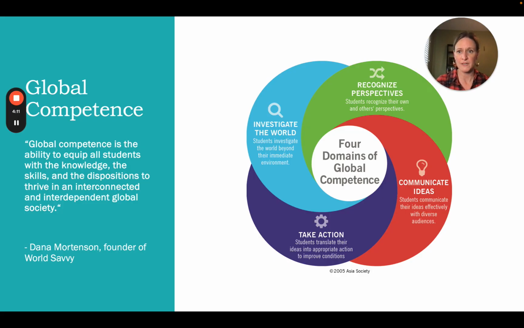So what is global competence? Dana Mortensen, the founder of World Savvy, has a definition that I really like. She said, global competence is the ability to equip all students with the knowledge, the skills, and the dispositions to thrive in an interconnected and interdependent global society. I particularly think the word interdependent is key there. The Asia Society has put out its 4 domains of global competence, and I think we do a little of this naturally in a world language classroom, but there's so much more we can do.